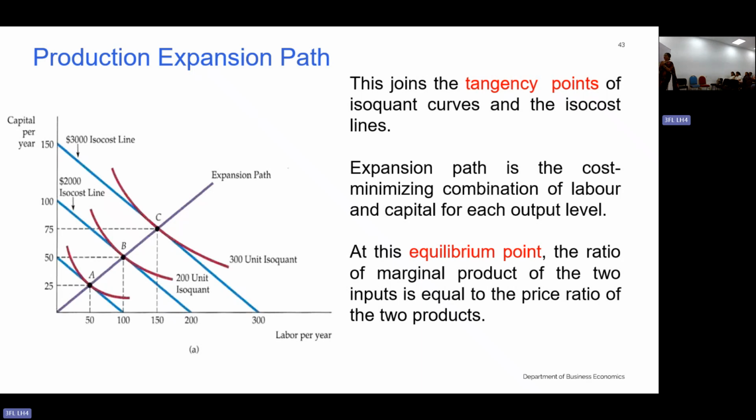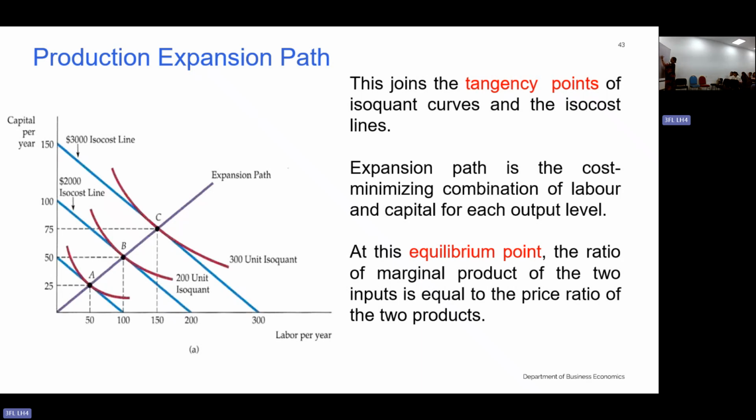Okay. Now to find the MRTS, we have to divide MPL by MPK. So what is our MPL? Here, 0.5 L to the power minus 0.5 K to the power 0.5, divided by 0.5 L to the power 0.5 K to the power minus 0.5. And make the division. So this 0.5 we can cancel it out.